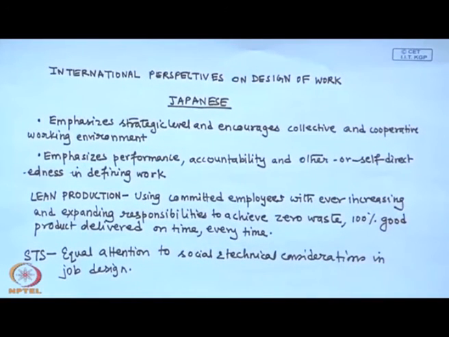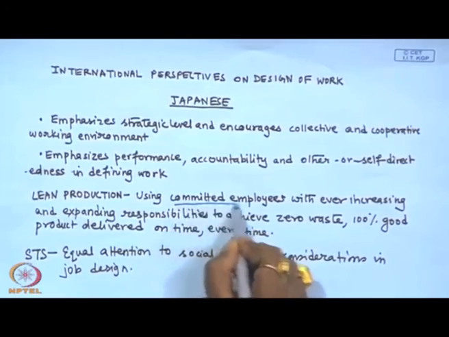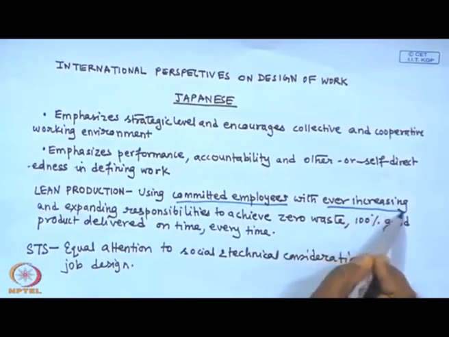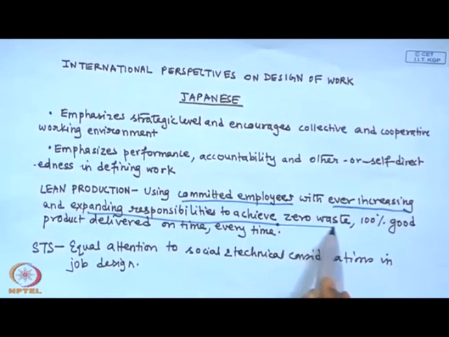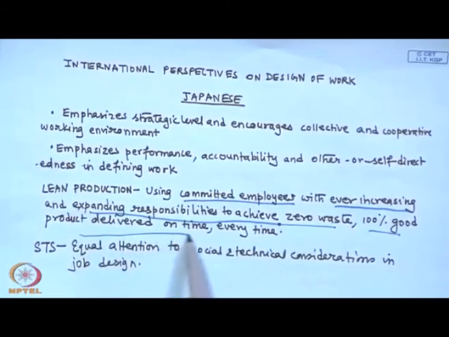And it emphasizes more on performance, accountability, and self-directedness in the defining of the work. It believes in lean production. So what's more important over here is committed employees with ever increasing and expanding responsibility to achieve zero waste, 100% good product delivered on time every time.